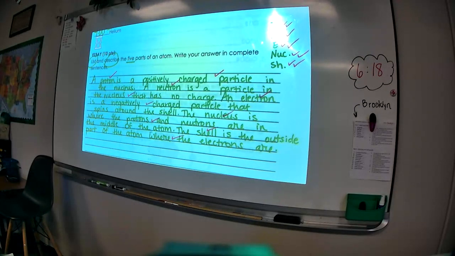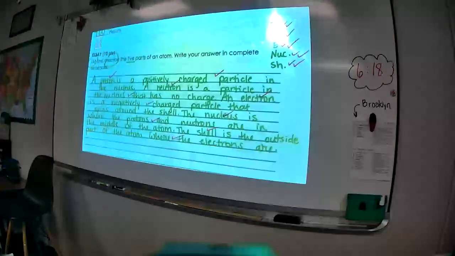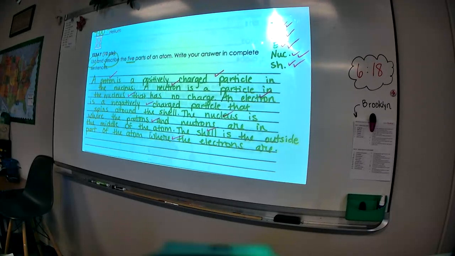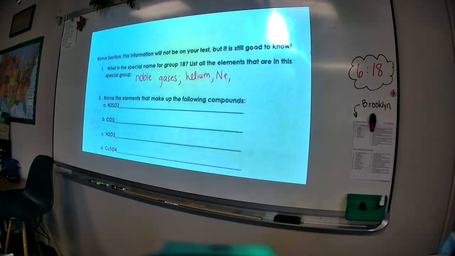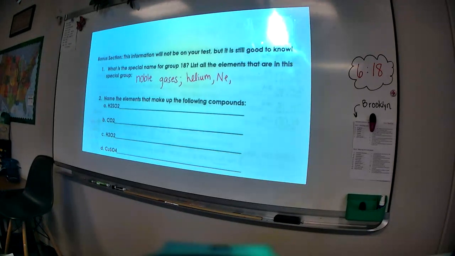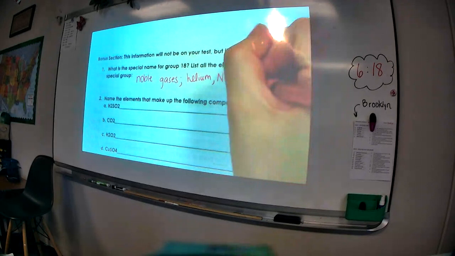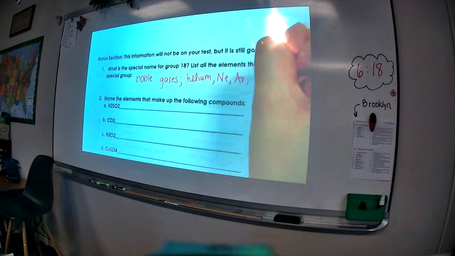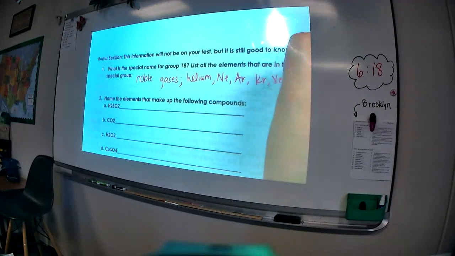So are we writing? I'm just writing the symbols. We're writing the name of the group and the elements. Are you good, Nathan? So we're writing the noble gases. Then we're listing all the names. Helium, neon, argon, krypton, xenon, radon, and oganesson.